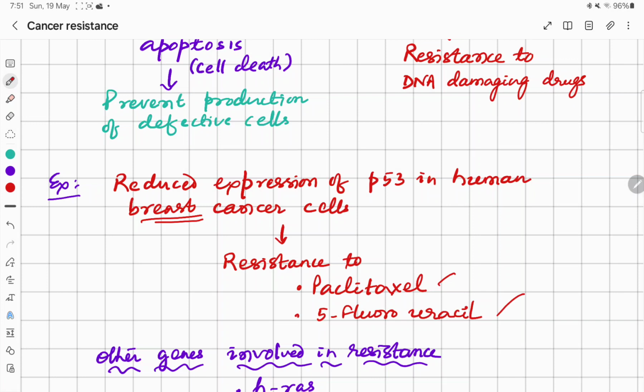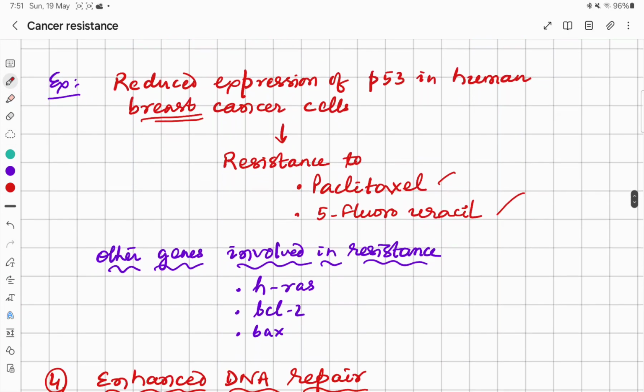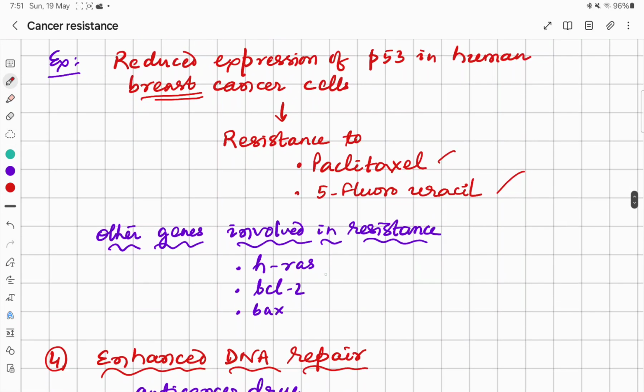Under this, p53 is very common. Other genes involved in resistance can be HRAS, BCL2, BAX, etc.